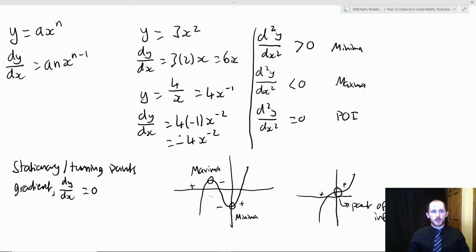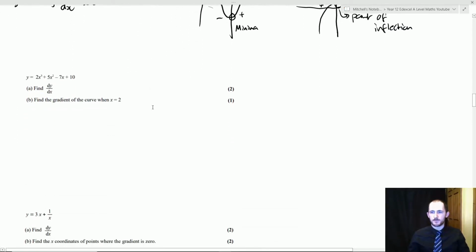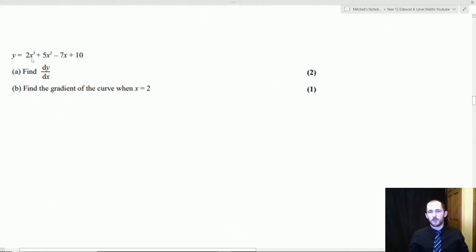So that's enough talking. Let's get into actually solving some equations. So we're going to start off relatively easy. So first of all, we have this equation, and it asks me to find dy by dx. So let's do it.